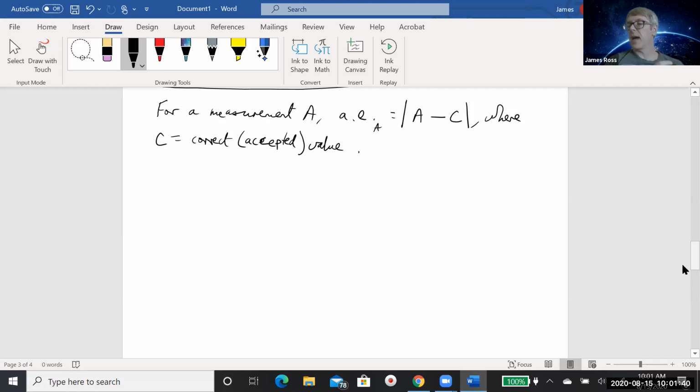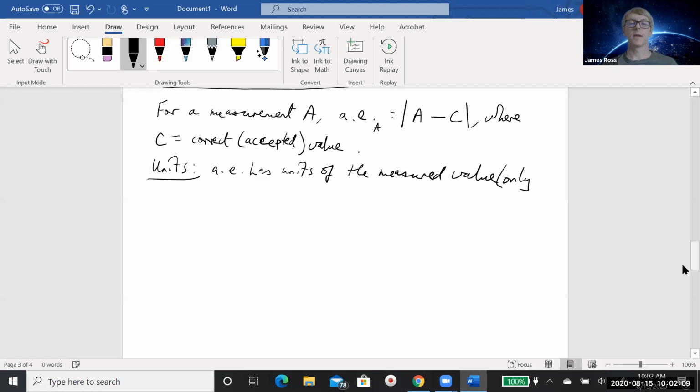Absolute error has units of the measured value. So AE has units of the measured value. And it's going to be positive, only positive values, because there's an absolute value there.